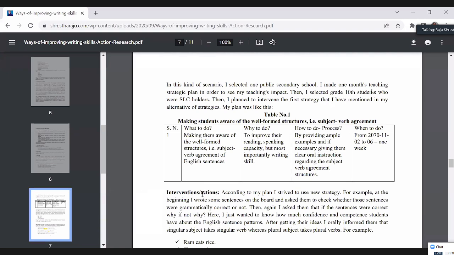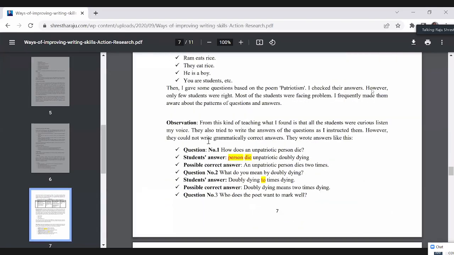So intervention, or action, or act. According to my plan, I tried to use a new strategy. For example, at the beginning, I wrote some sentences on the board and asked them to check whether those sentences were grammatically correct or not. So this is the implementation. And the observation part is here.